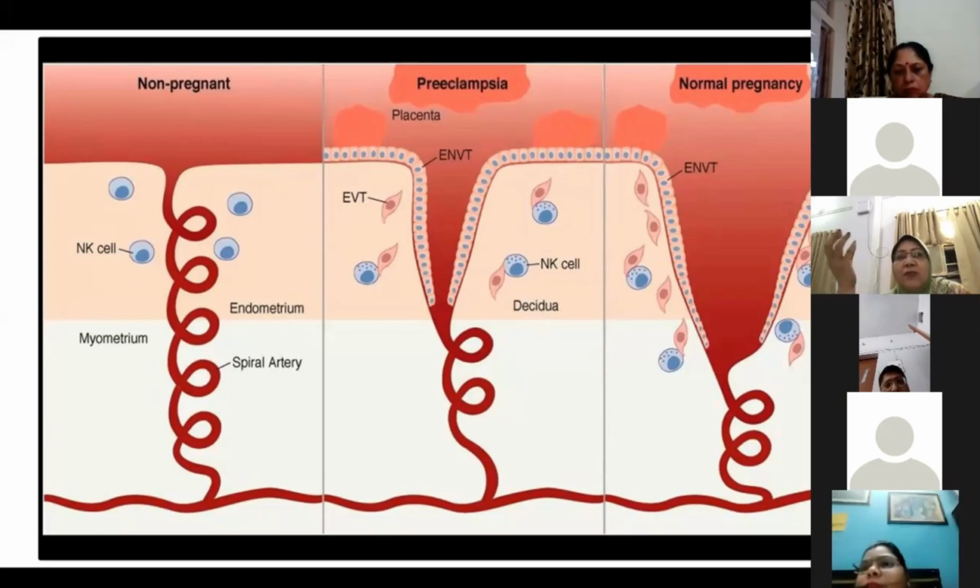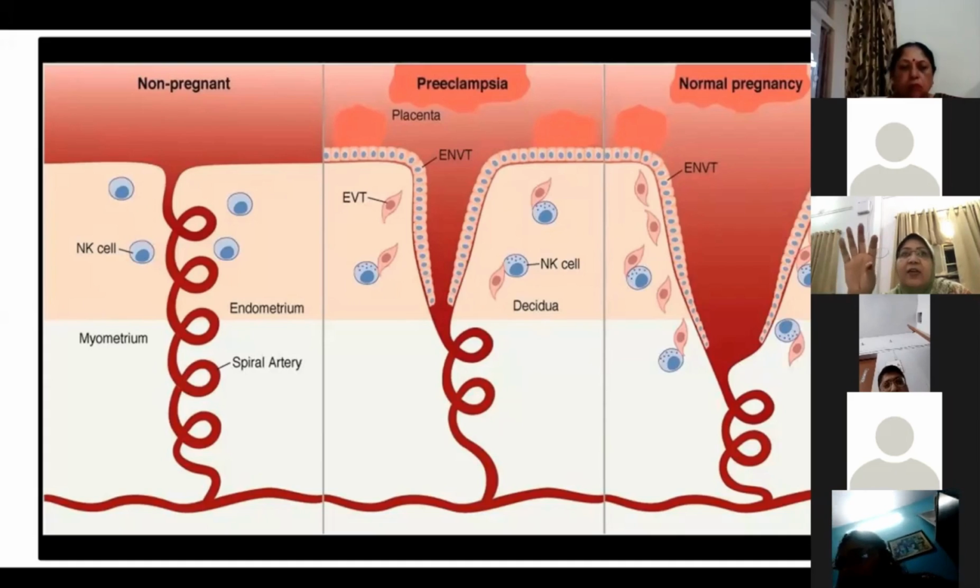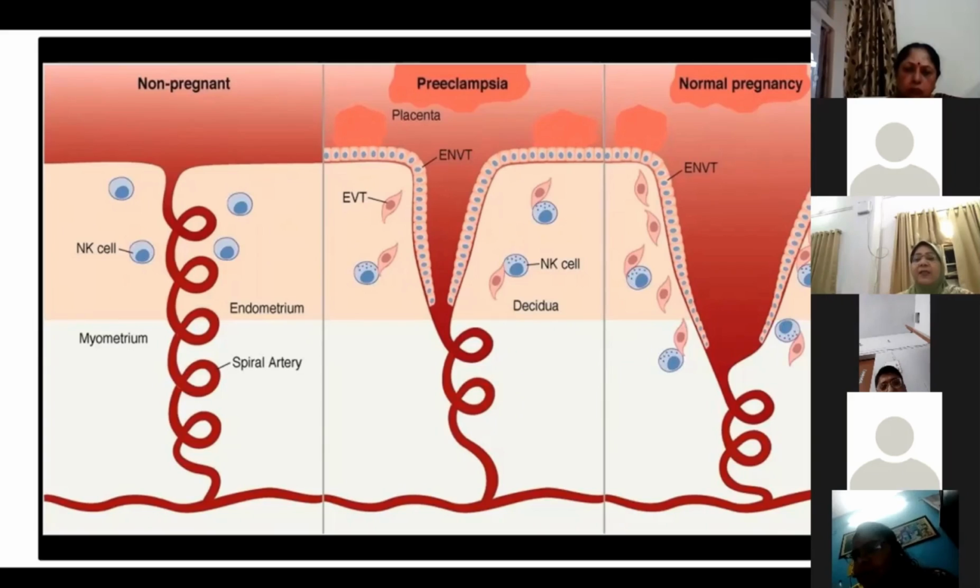There will be no smooth muscle cells which react to the vasopressors. So any hemodynamic instability in the mother will have no effect on the fetus. The basic loss of smooth muscle cells is there in the vasculature, in the vessels. This is happening in normal pregnancy, because of this burrowing property of the trophoblast.